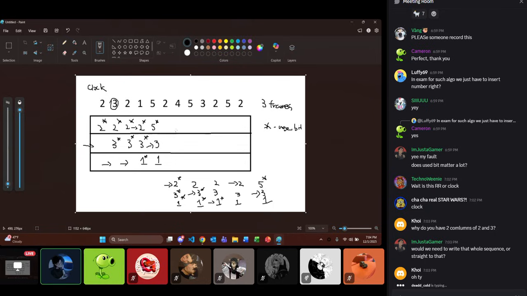But basically, again, just track the use bit, right? If it does have a use bit, you can't replace it. You have to get rid of it and move the pointer down 1 until you find a number that does not have a use bit. That's basically this whole entire algorithm. If you can understand that part, it's not that bad.